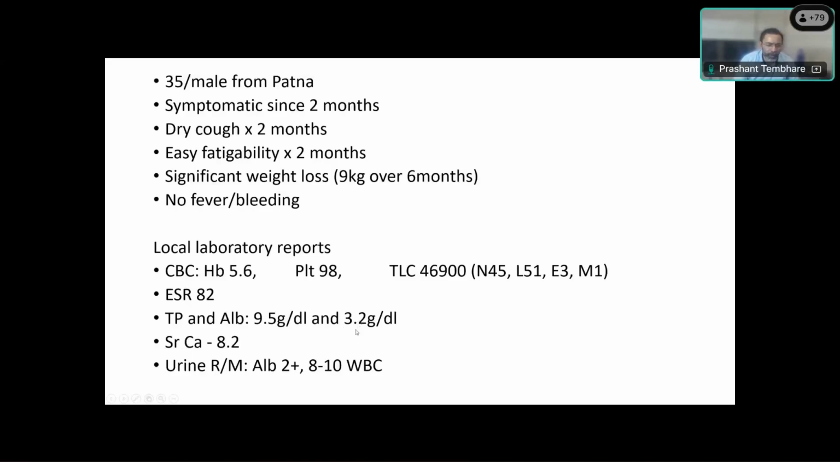but slightly lower. Okay. And serum calcium level is pretty high. Sorry, serum calcium level is normal, not high. And in the urine, you can see the urine has albumin. The light chain was not good. So this was the investigation done in the local hospital.